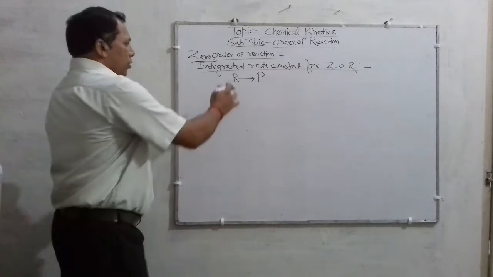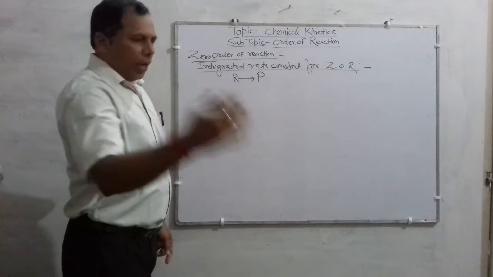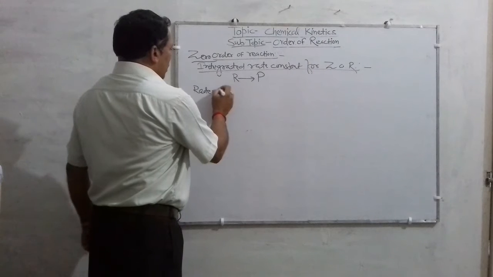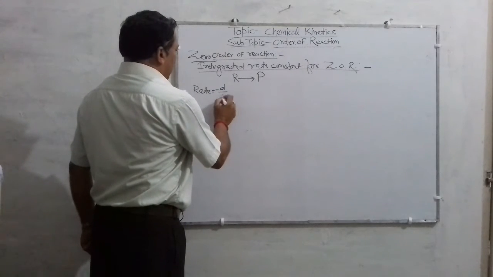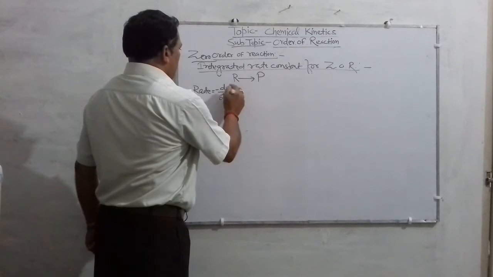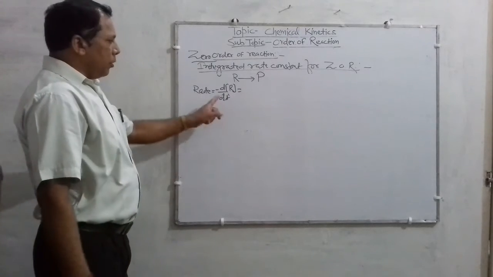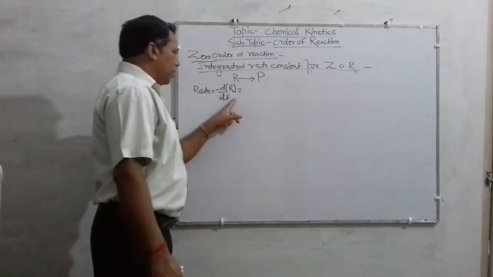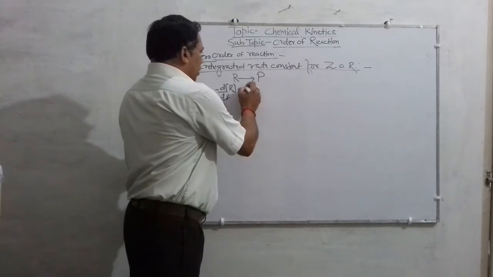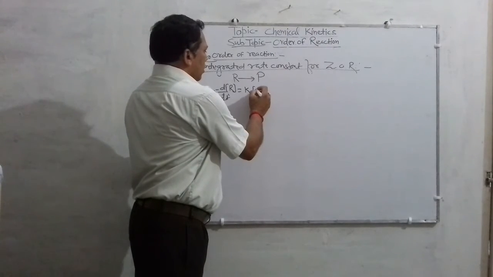See clearly. So children, the rate of the reaction for this very reaction can be written as, rate is equal to, as you know, this is denoted by minus d by dt of R, that is the R concentration. That is, rate is equal to minus d by dt R. That is equal to K into the concentration term, that is R.